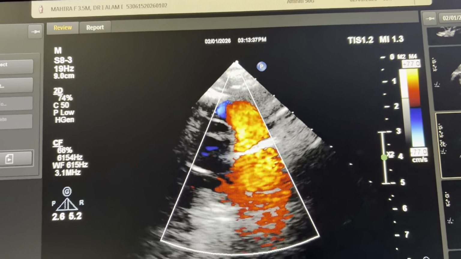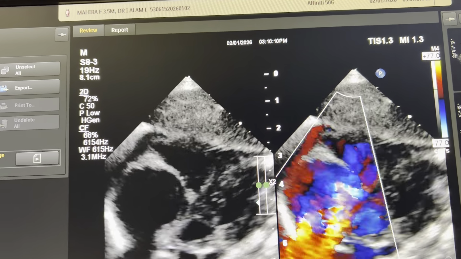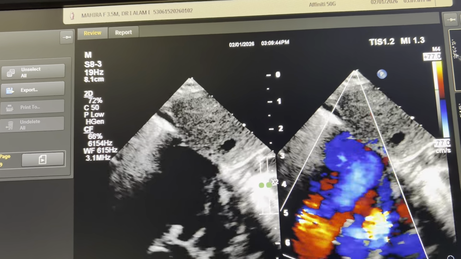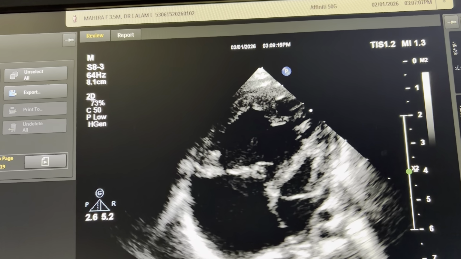So this is a case of total anomalous pulmonary venous connection through the left innominate vein, and that is called the supracardiac variety.